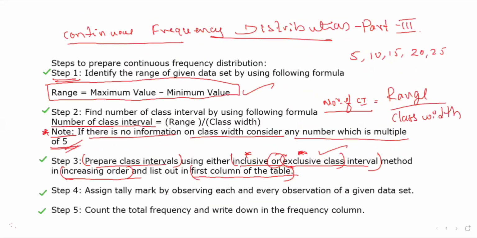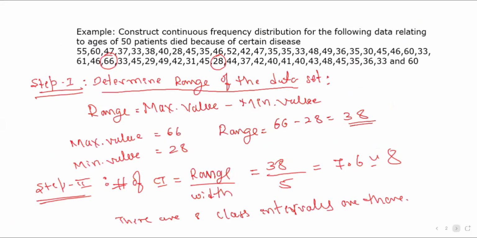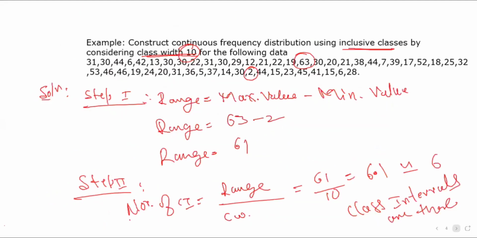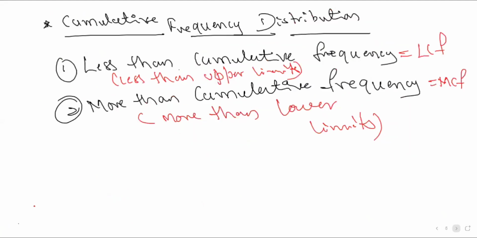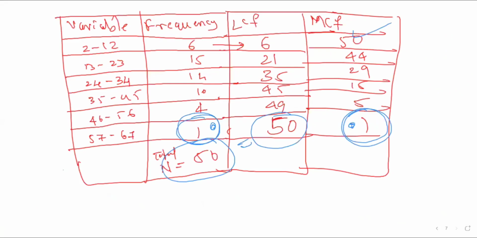So this is the concept of construction of continuous frequency distribution as well as some examples. See, this is a recapitulation of the class. First, we discussed 5 steps: what are the steps involved in the construction of a frequency distribution? After that, we discussed one example of exclusive type without information on class width, right? Next was one example on inclusive class intervals with the information of class width. After that, we discussed more than cumulative frequencies and less than cumulative frequencies, then one example demonstrating how to calculate them.